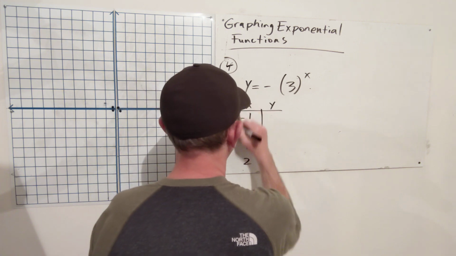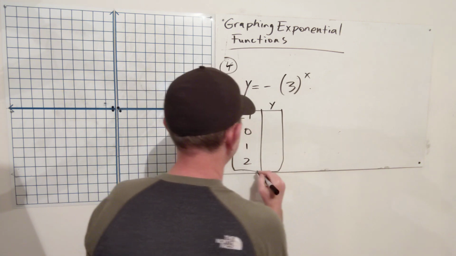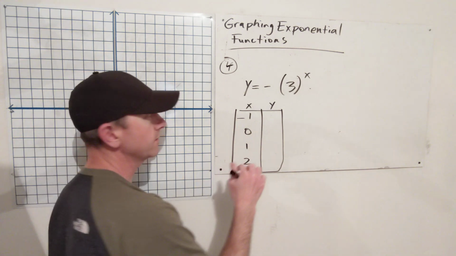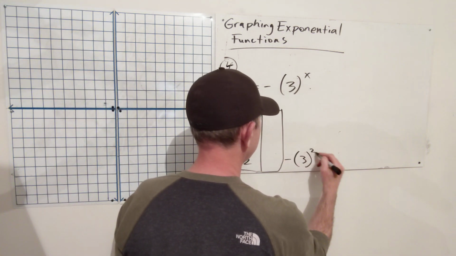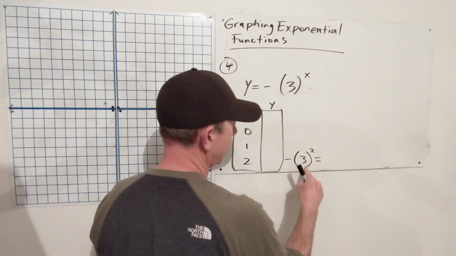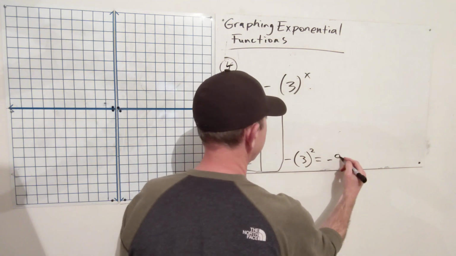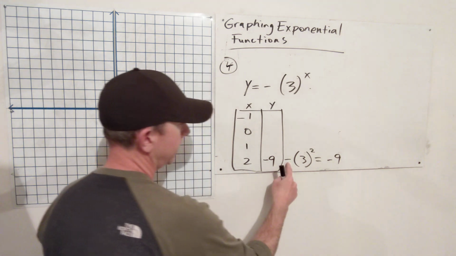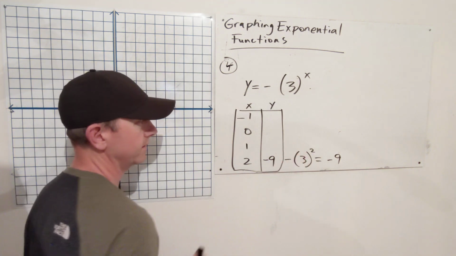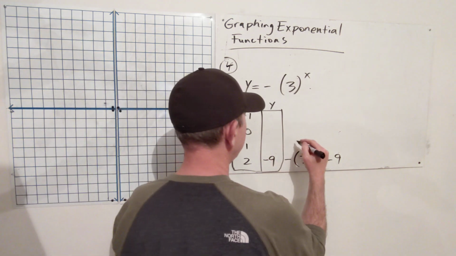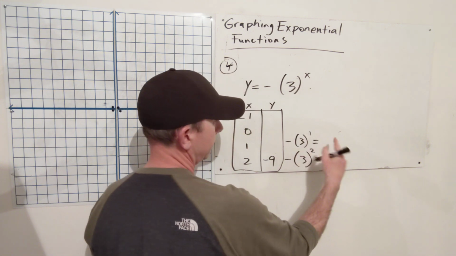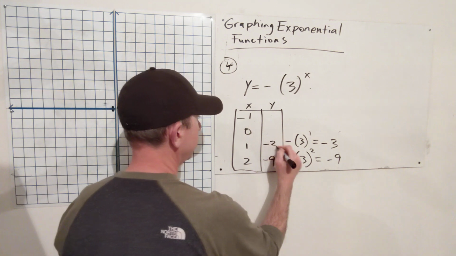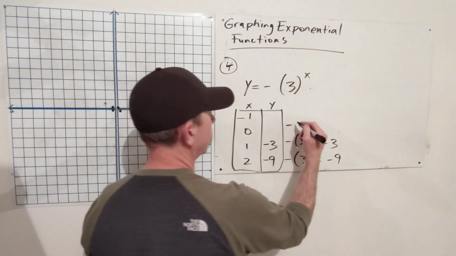Here's x, here's y. Okay. So here we go. The negative is outside the parentheses. So we're going to do 3 squared is 9 times a negative. So we get -9 right here. Notice the negative is not inside the parentheses. Then we go to 3 to the first power, which that one's pretty fast. We just get -3. So there's that.